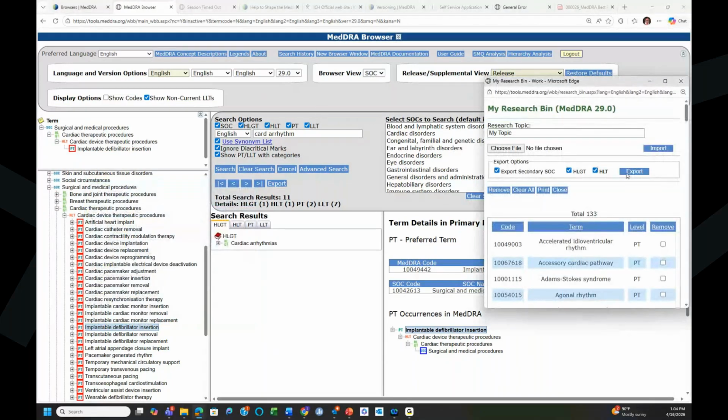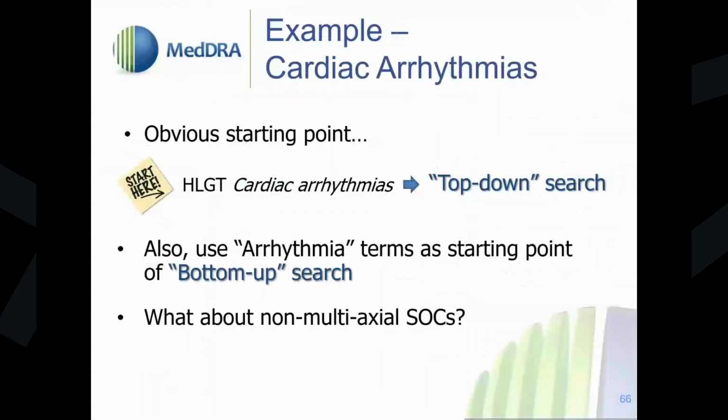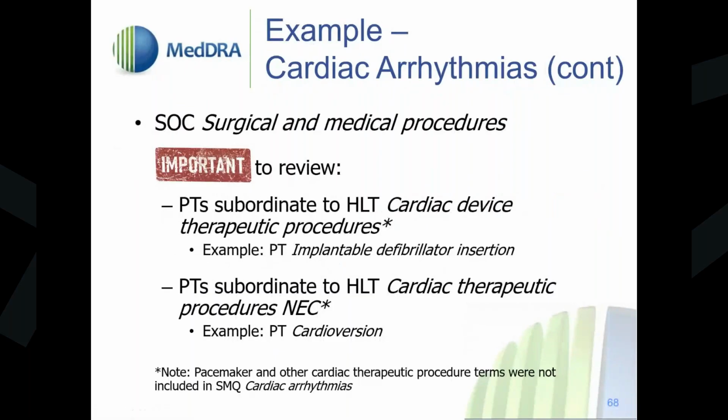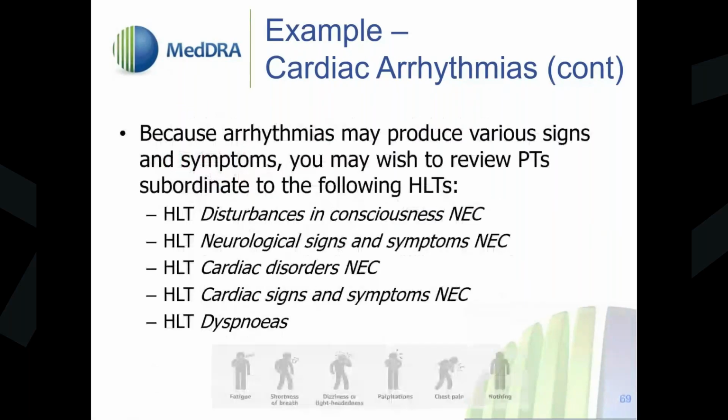So now my research bin is growing, but there's something that is an important reminder, not just about going up and down with the HLGT, not just about picking terms that have arrhythmias, and not just about non-multi-axial SOCs. This is an example of the surgical and procedure terms that may be relevant to your query. This is the one that I want folks to remember. Signs and symptoms of these cardiac arrhythmias are not necessarily going to all be under the cardiac SOC. Some of them manifest as different system organ classes.